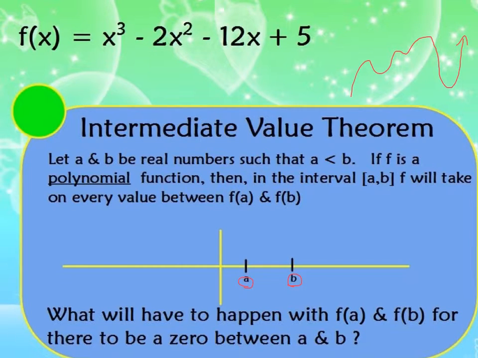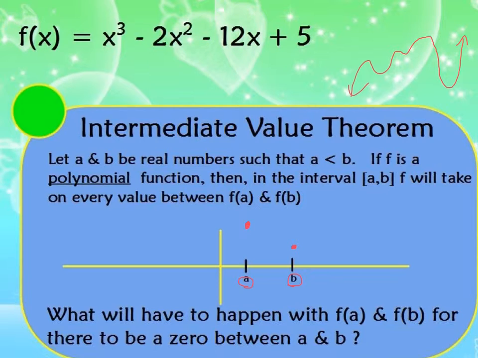They just flow nicely. So what this is saying is that in the interval from a to b, f will take on every value between f of a, remember that's like your y value, so here's my y value at a, and f of b, this is my y value at b.